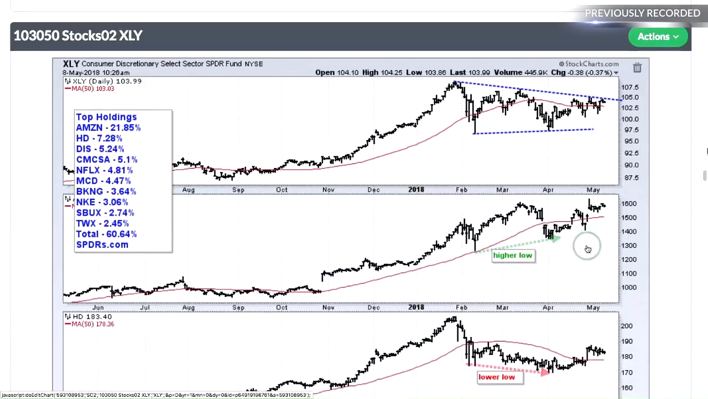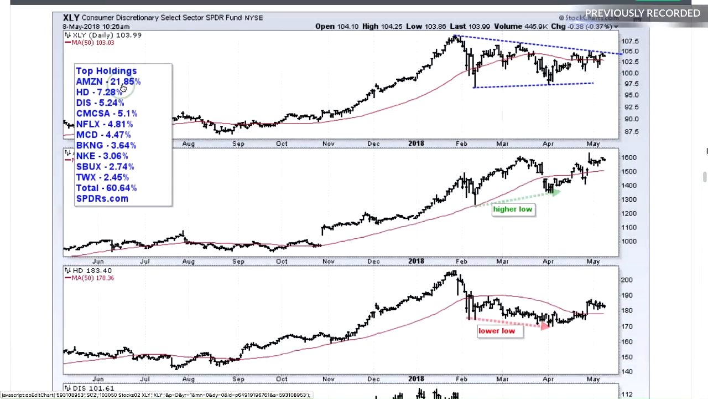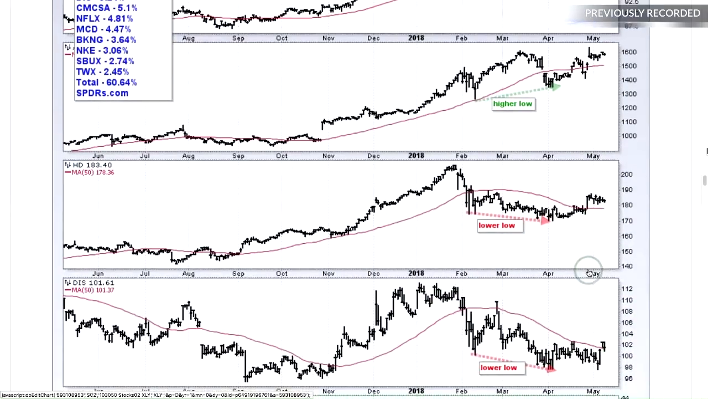Looking at consumer discretionary, look at the holdings. Amazon, 22% of the ETF, Home Depot, 7%. And then you get down to the rest, Disney, Comcast. But the top 10 stocks account for 60% of the ETF. And that's why it's important that you understand these components and what's driving it. If you're looking at XLY, you definitely need to watch Amazon and Home Depot. So Amazon's fine. Home Depot, not so sure about.